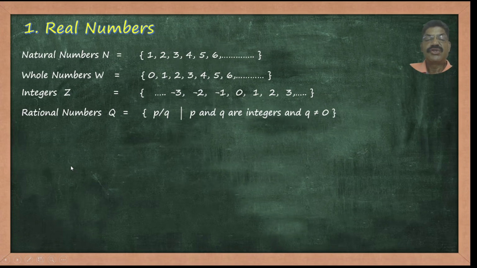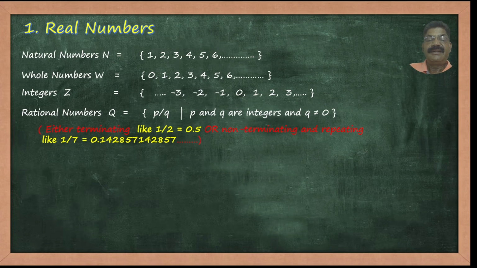Q stands for quotient. It is the set of all p by q where p and q are integers and q not equal to 0. Because division by 0 is not defined, you form all the possible quotients p by q where p and q are integers. The only condition is q not equal to 0. When you form this quotient, you get two types of quotients.